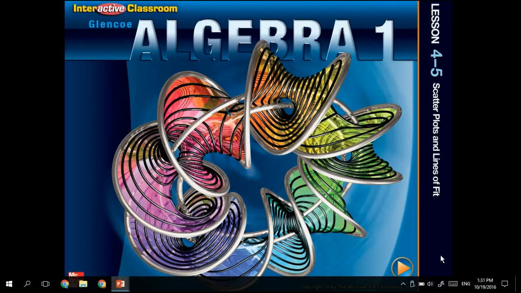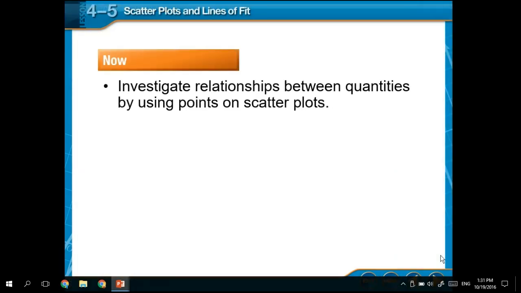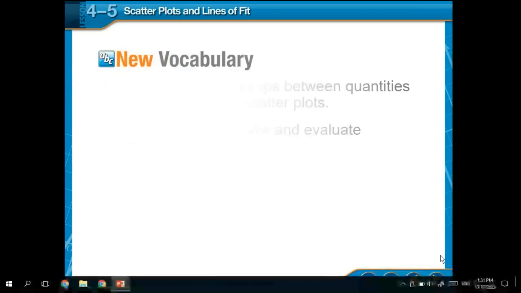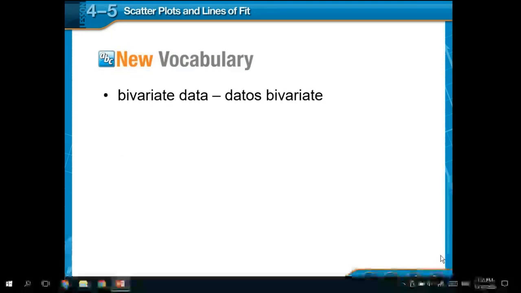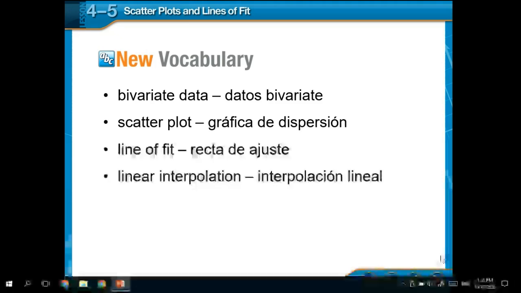Lesson 4.5 is on scatter plots and lines of fit. You will learn to investigate relationships between quantities by using points on a scatter plot and using lines of fit to make and evaluate predictions. Vocabulary: bivariate data, scatter plot, line of fit, linear interpolation.